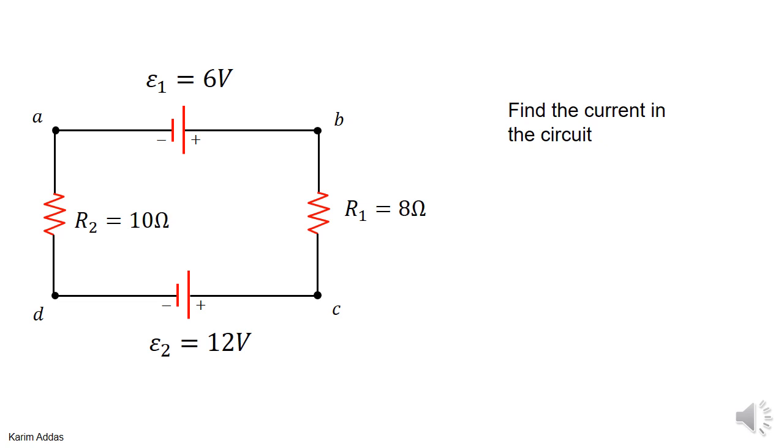This is a very simple example. We want to find the current in this circuit. So you have a battery with an EMF of 6 volts, another battery with an EMF of 12 volts, resistance R2, resistance R1. Now, we want to find the current.